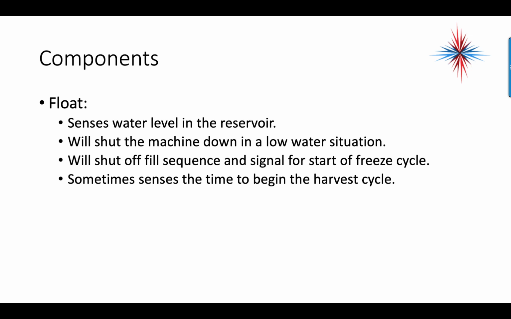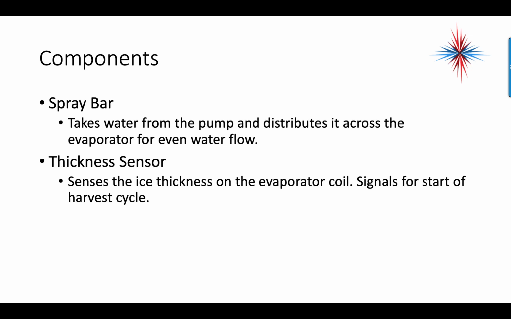As the water freezes on the evaporator plates, the water level in the reservoir will continue to drop. And once it's dropped far enough, we know that there's ice on that evaporator plate that we have to harvest. We have a spray bar. It takes the water from the pump and distributes it across the evaporator for even water flow.